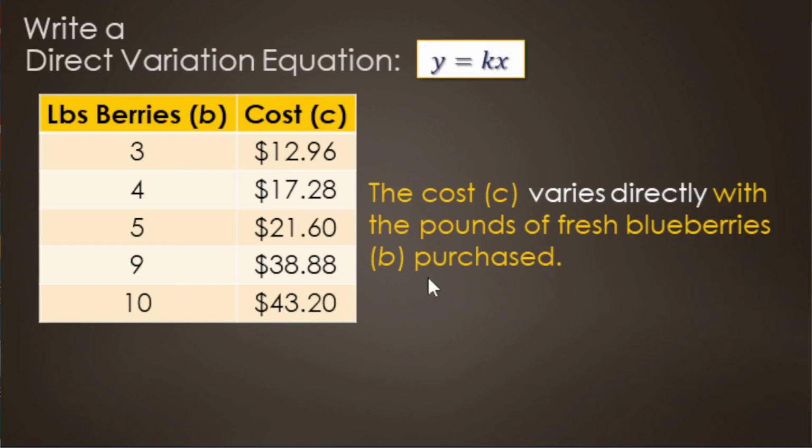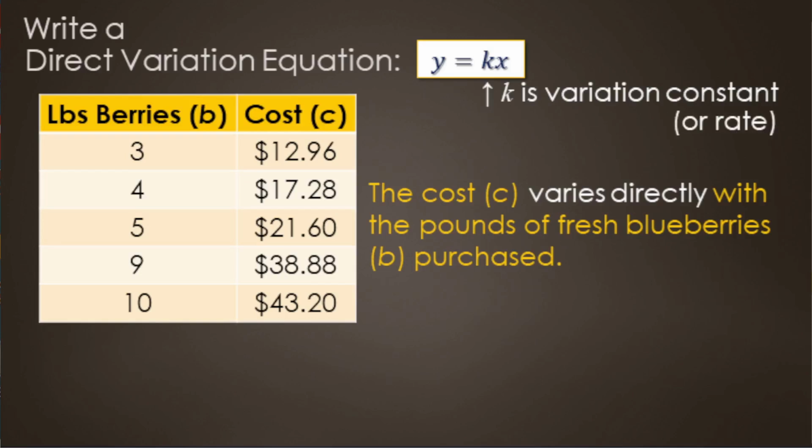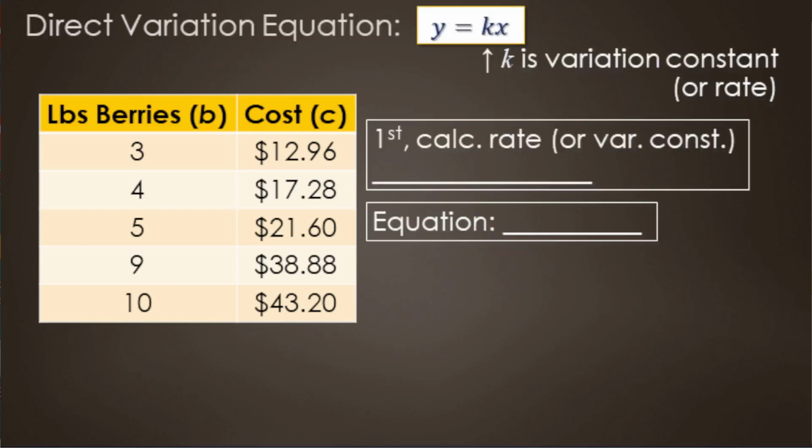So remember our direct variation equations, y equals k times x. Now in this case, remember k is that variation constant and it kind of has a slope or a rate type idea behind it. So again, that's slope or rate when we're thinking about the k. So here we go. First up, we need to calculate the rate or the variation constant or the constant of variation.